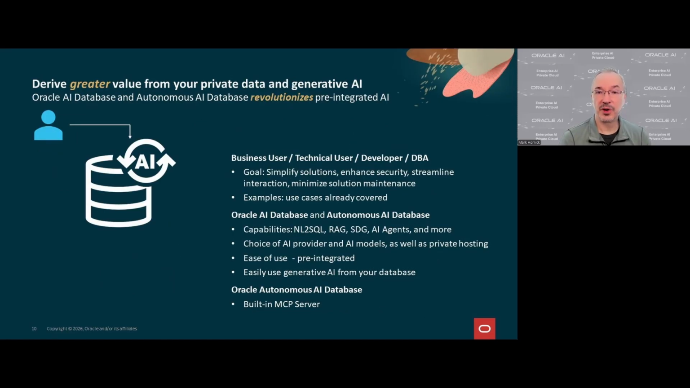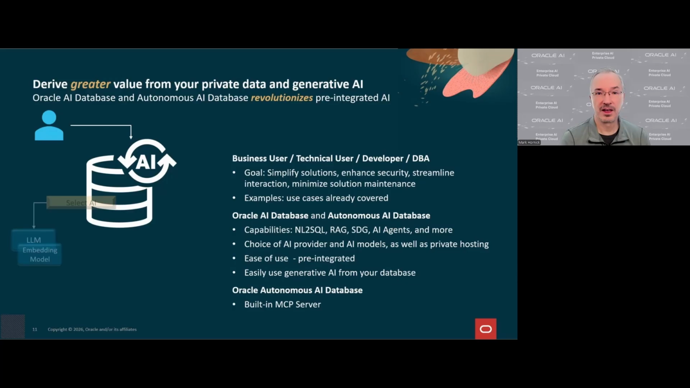Now, you can derive greater value from your private data and generative AI with reduced overhead and complexity using Oracle AI Database and Autonomous AI Database. Whether you're a business user, technical user, developer, or DBA, the converged Oracle database helps to simplify solutions, enhance security, and streamline interaction. Start with Select AI for querying data using natural language and RAG, among other features, using your choice of AI providers and models.